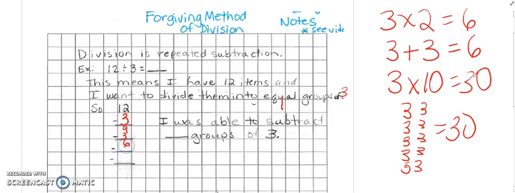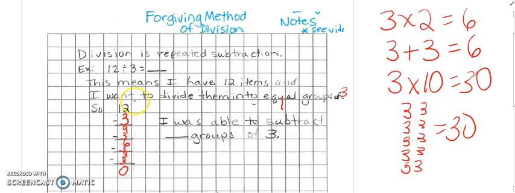That leaves me with 6. I can take out another group of 3. That leaves me with 3. I can take out another group of 3. So 12 minus 3 was 9. I could take out another group of 3, and then I was left with 6. I took out another group of 3. I was left with 3. I could take out another group of 3, and I'm left with 0.